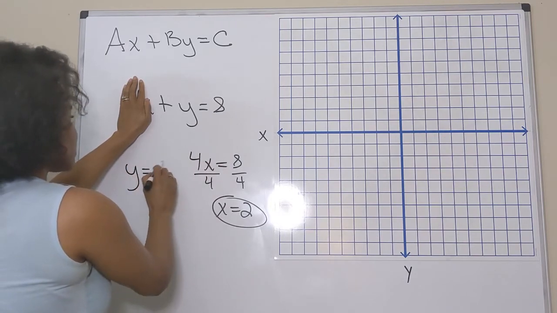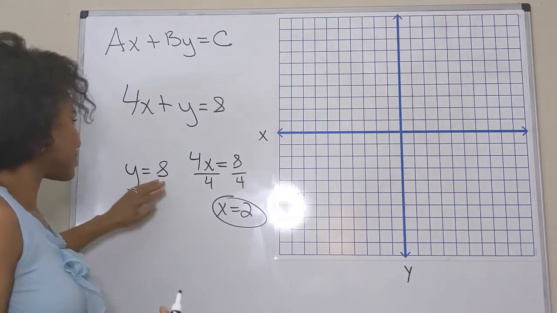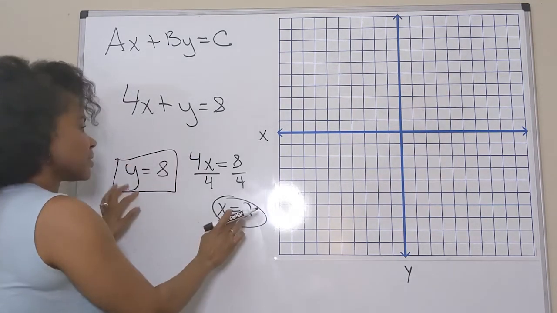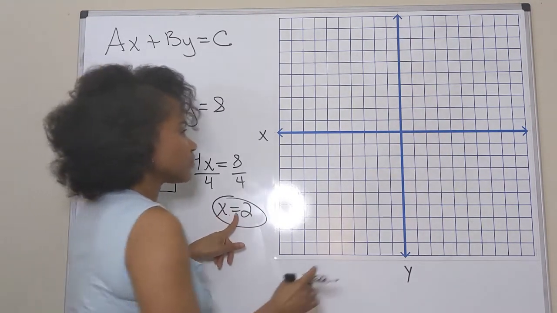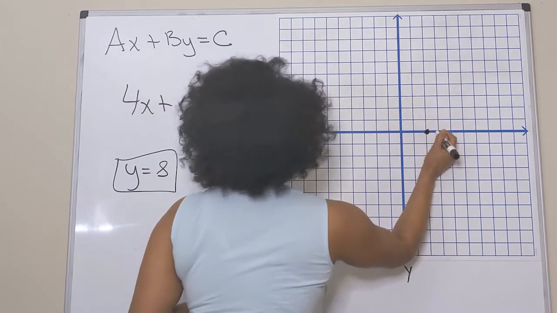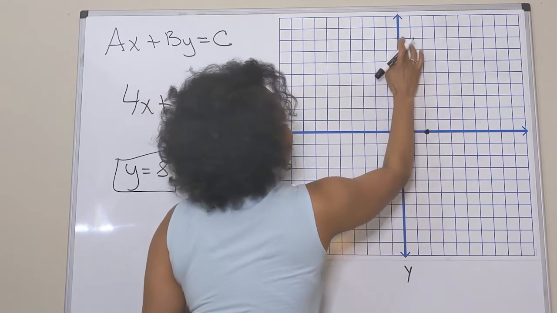All right, covering up my 4x here, and I'm just left with y equals 8. And of course, we know there's an understood 1. We could go through and divide by 1, but you're still just going to get y equals 8. All right. So I just plot these 2 points on my coordinate grid. So x is 2, 1, 2. And y is 8, 1, 2, 3, 4, 5, 6, 7, 8.